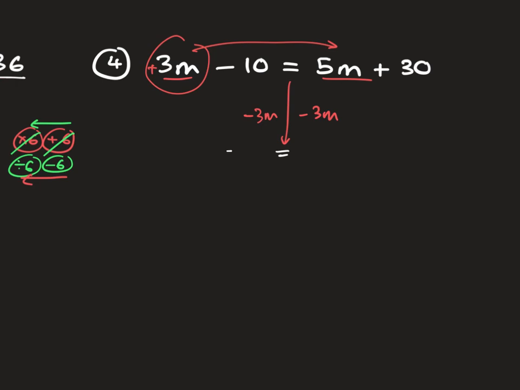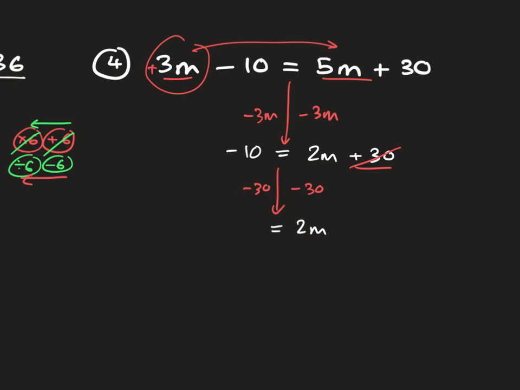So what's left on this side is a negative 10. Now we do have to keep that minus because it's negative. And then we now have 5m minus 3m, which is 2m, plus the 30 is still on this side. Now, what I want to do is get the plus 30 over to the other side. So I'm actually going to subtract 30 from both sides here because I want to get rid of this 30, and what that leaves us with is just 2m on this side and minus 10 minus an additional 30.